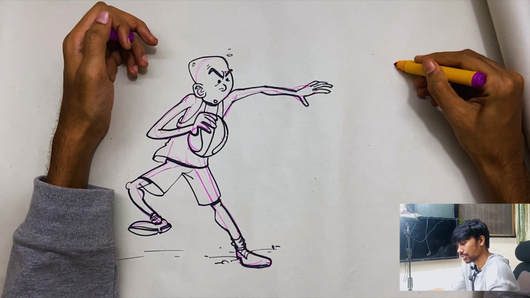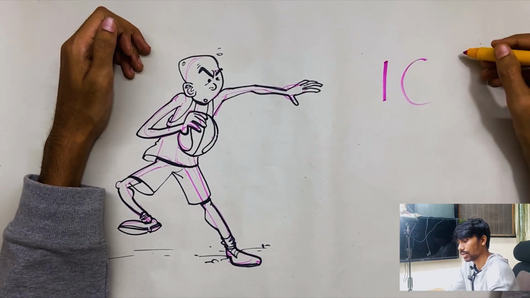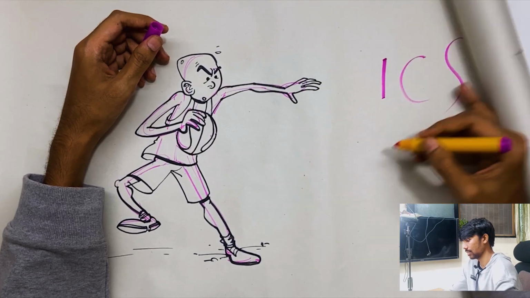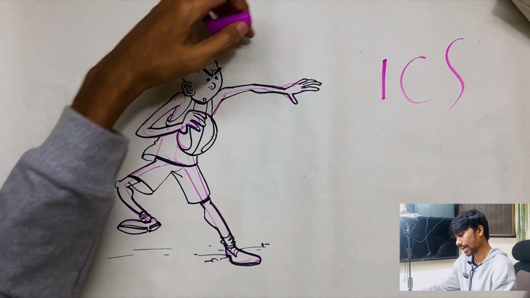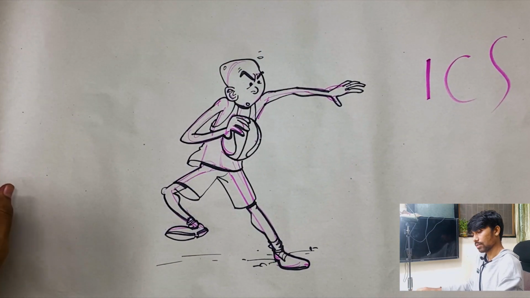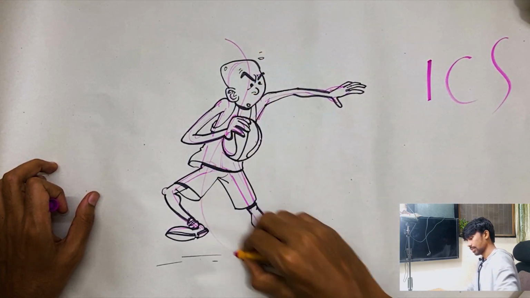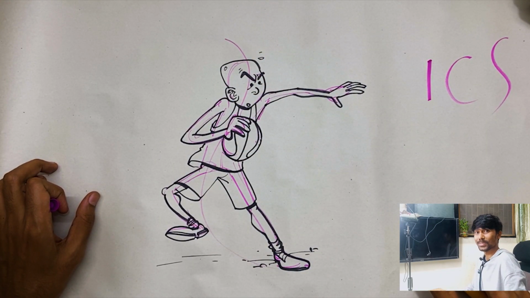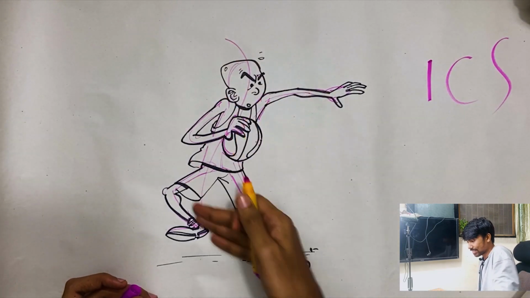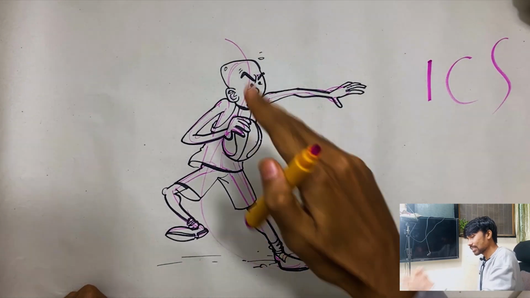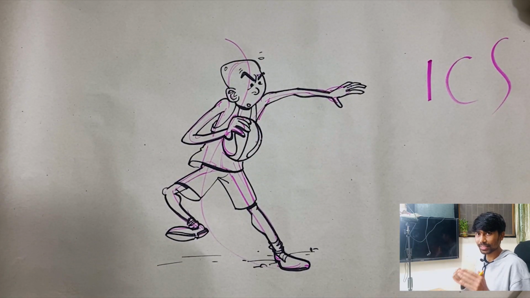Okay, so basically there are 3 types of lines. There's a straight line, there's this type of curve, a C curve, and there's an S curve. If you look at the drawing that I did, the drawing is having an S curve. Cool. Anything that is straight or symmetric is boring.